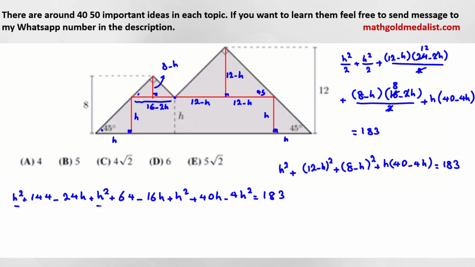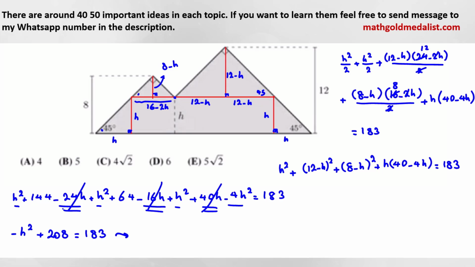h squared, h squared, h squared minus 4h squared. So 3h squared minus 4h squared, which will be minus h squared. 24, negative 16, negative 40, plus 40. So we can cancel these 3 terms. 144 plus 64 is what? 208. So minus h squared plus 208 is equal to 183.